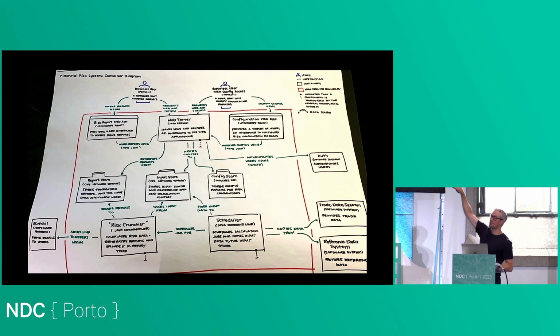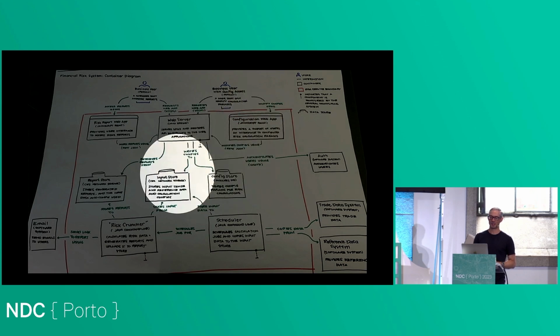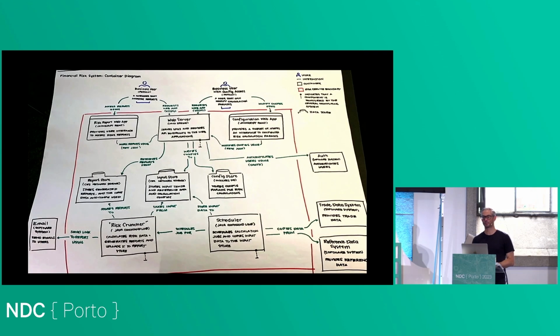So you'll notice the red box is now a lot bigger. So now we're zoomed into the inside of that financial risk system red box, and we're showing the applications and the data stores that make up that system. So here we have a couple of Java Spring server-side things. There's a couple of React front-end web apps, some data stores, etc., etc.